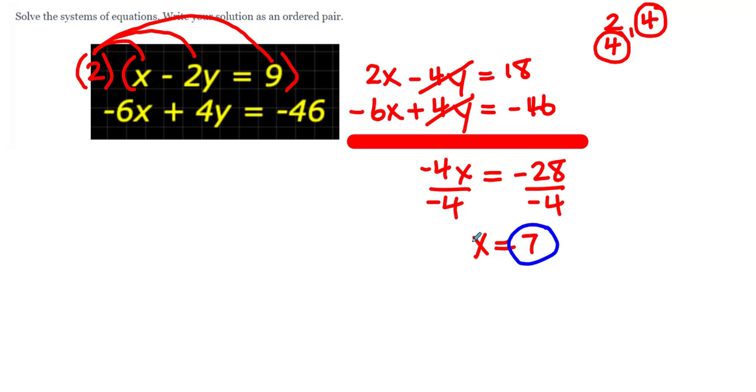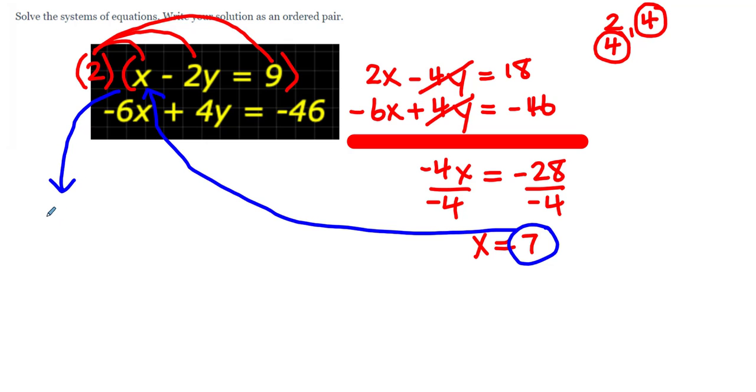I can substitute 7 back in for x either in this top equation or the bottom equation. Although I think the top one looks a little bit easier, so I'm going to use that one. So where this x is, I'm going to put in 7. I'm just going to take a moment to rewrite that over here. So parentheses, 7 minus 2y is equal to 9, and that's just going to really be 7 minus 2y. Although substituting with parentheses is a really great way to keep your work organized.